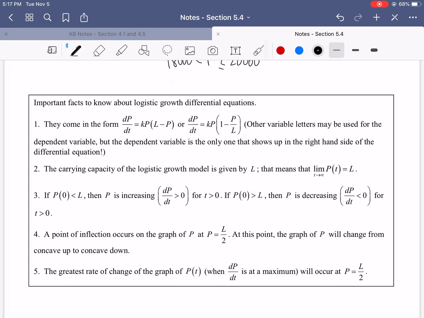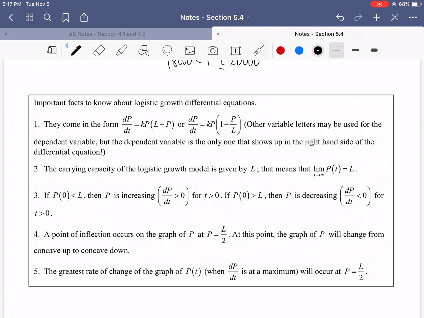Okay, so here are 5 important facts that you need to memorize and know very well about logistic growth differential equations. I don't want to necessarily read these word for word to you, but I do need you to know what these facts are and that the logistic growth model follows these 5 things. You can memorize these for every logistic growth model. You don't have to work out all of the details like I did in the examples. That was really more for us to discover these 5 facts, so you don't have to do that on every problem.